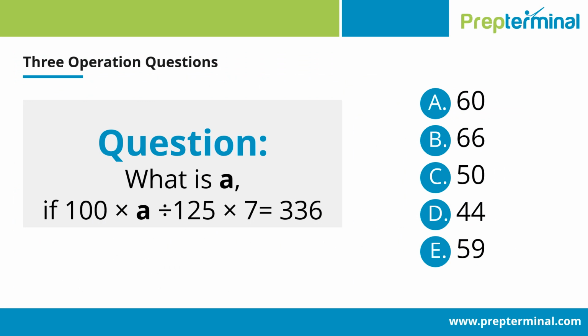Some problems have 3 operations like this, for example. What is A if 100 times A divided by 125 times 7 equals 336?